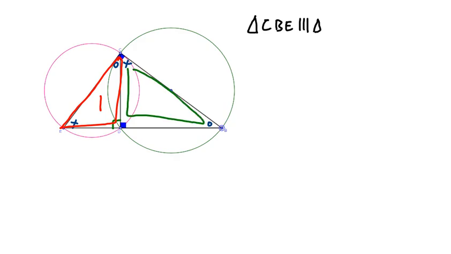If I want to show that CBE is similar to the red one, then since I started with a right angle there, I'm going to start with a right angle here. Then I look at angle B in triangle CBE. That angle B, I hope you see, is equal to the angle C. This D does not look like a D, so let's write it nicely. It's D.